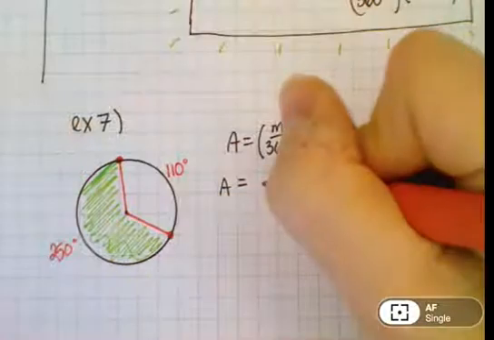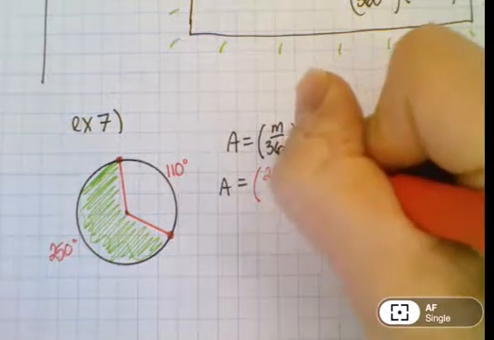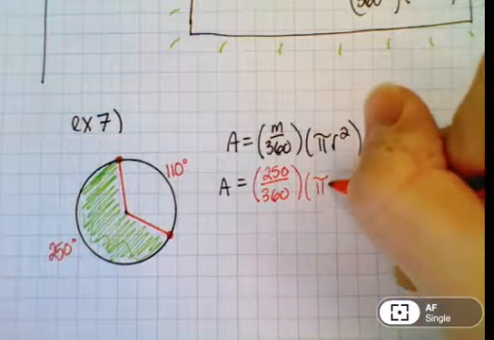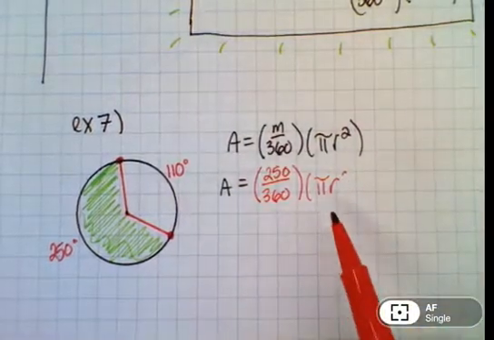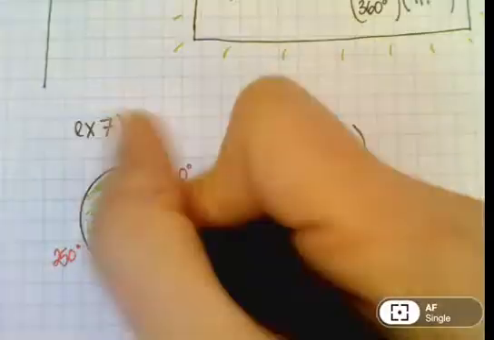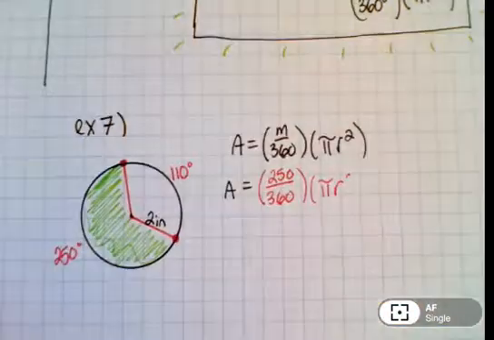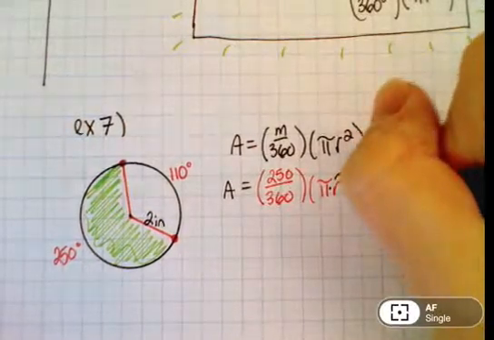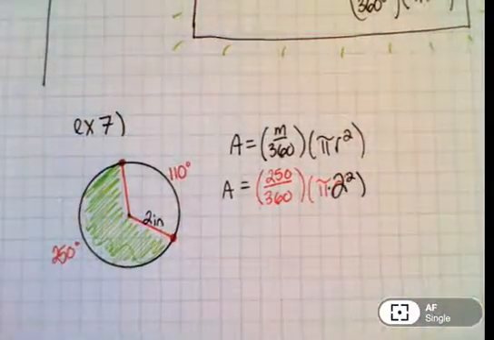So the area then is going to be 250 out of 360 degrees, and I'm going to multiply that by pi, whoops, I forgot to give you the radius, guys. There's no way you could have done this on your own. I'm sorry. Let's call the radius 2 inches. So we're going to do pi times 2 to the second power. Sorry, guys.